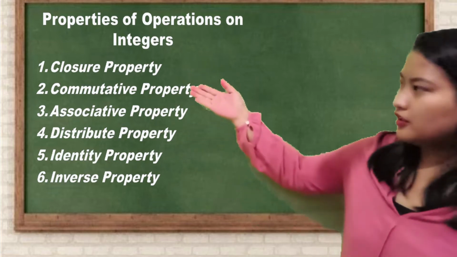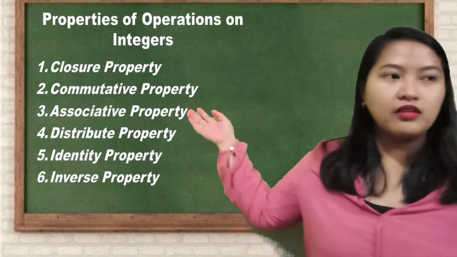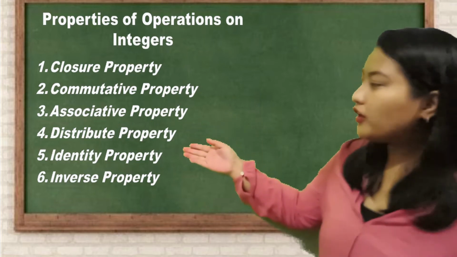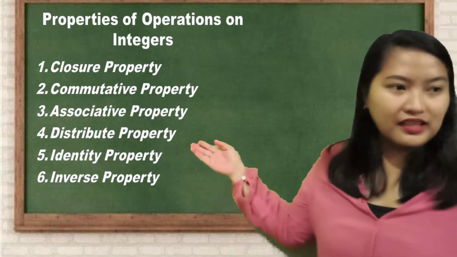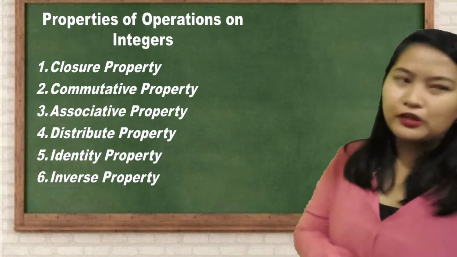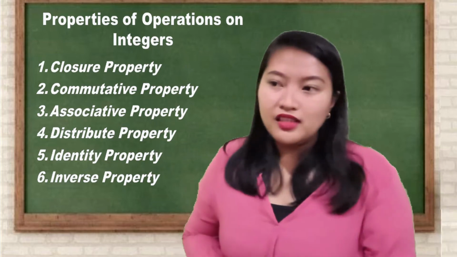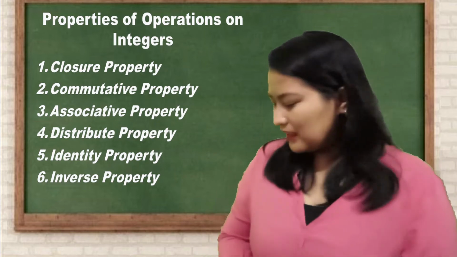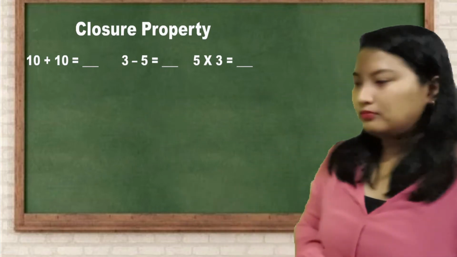Okay, let's start with number 1. Closure property. Second, commutative property. Third, associative property. Fourth, distributive property. Fifth, identity property. And the sixth is the inverse property. So we will learn and find out what this property means that will help us to solve the given integers. So let's start with the closure property.